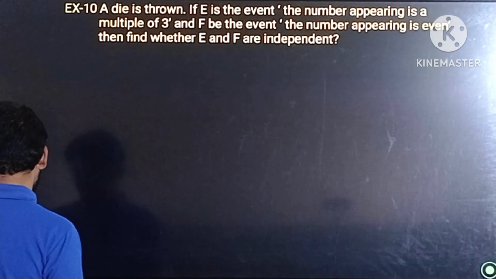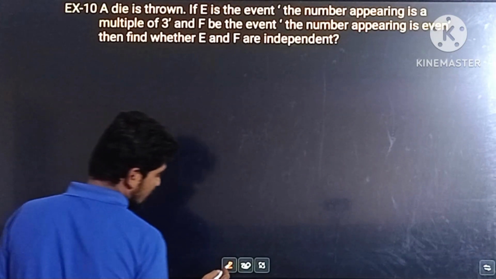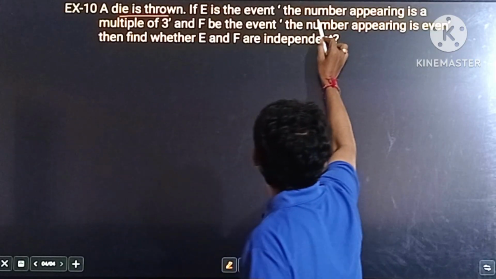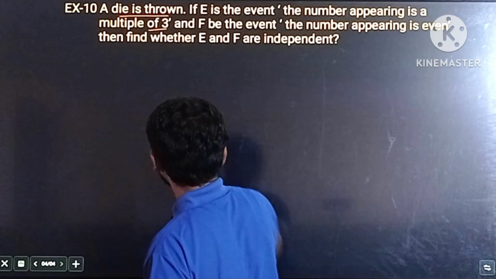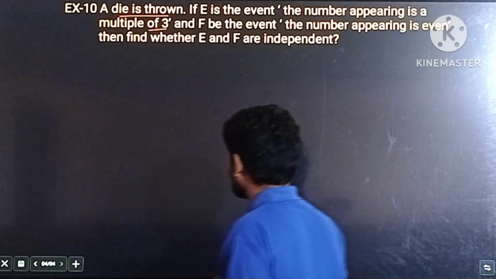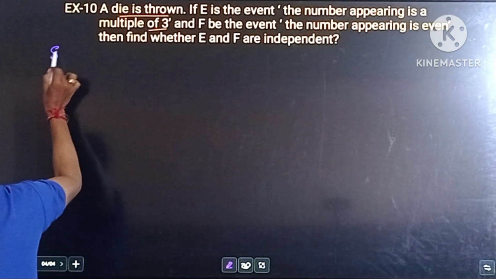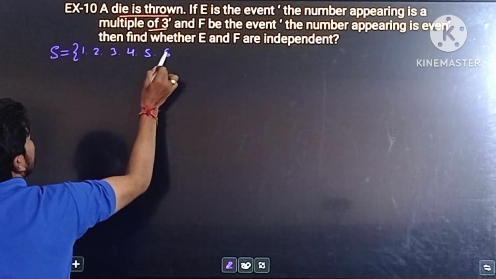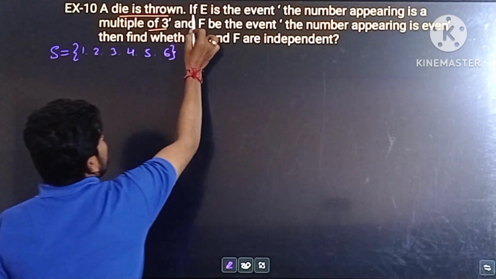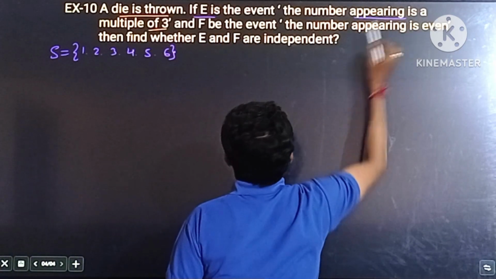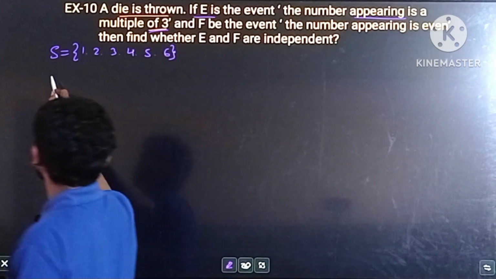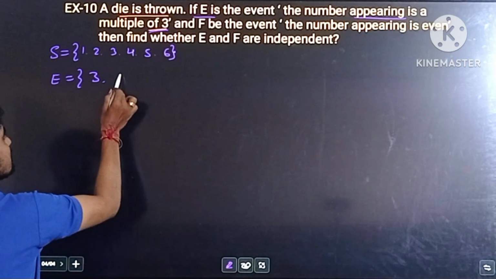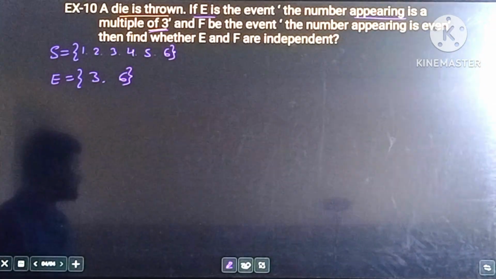A die is thrown. See here, this is a question related to the die. A die is thrown. E is the event: number appearing is a multiple of 3. When a die is thrown, total number of possibilities are 6. Therefore, sample space is equal to {1, 2, 3, 4, 5, 6}. It means event E is equal to multiples of 3 out of 6, which is 3 and 6. Therefore, 3, 6 are the outcomes of the event E.